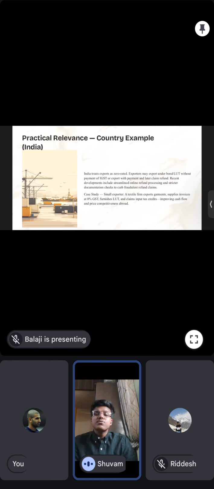For example, consider a small textile exporter. The firm exports garments abroad. It issues invoices at 0% GST, furnishes LUT, claims ITC refund, and improves its cash flow. This makes Indian products more competitive in international markets.